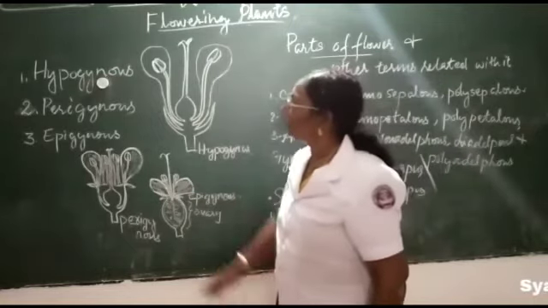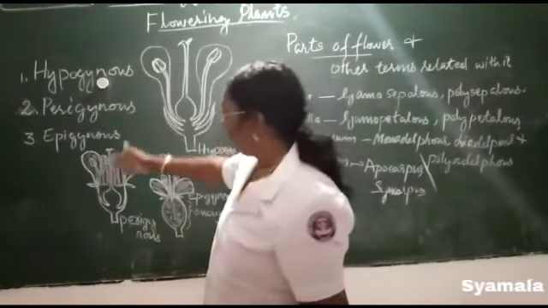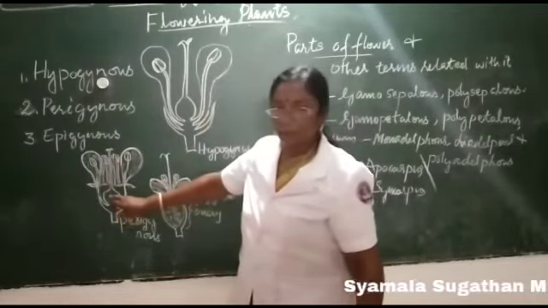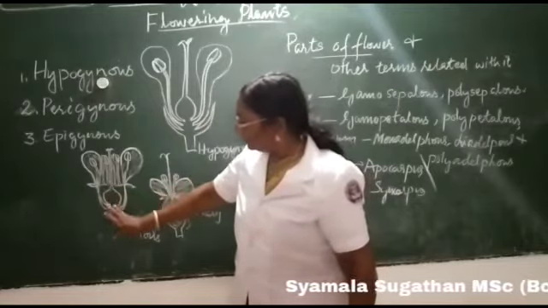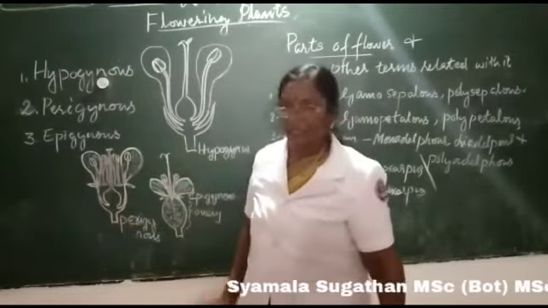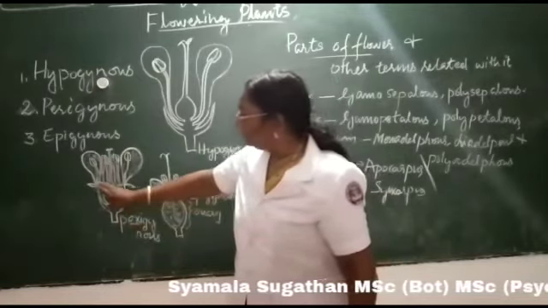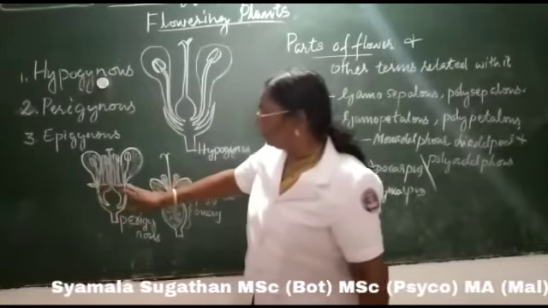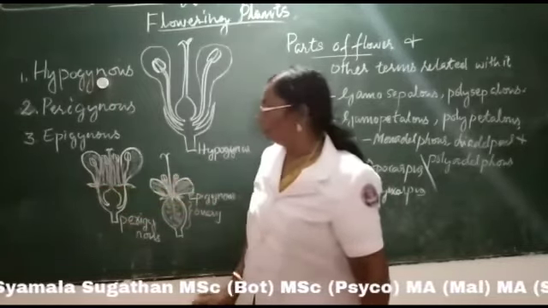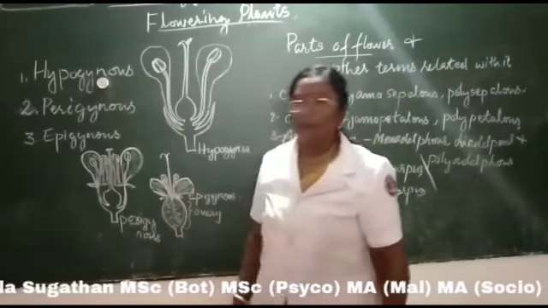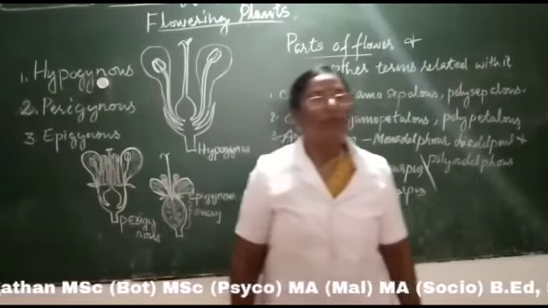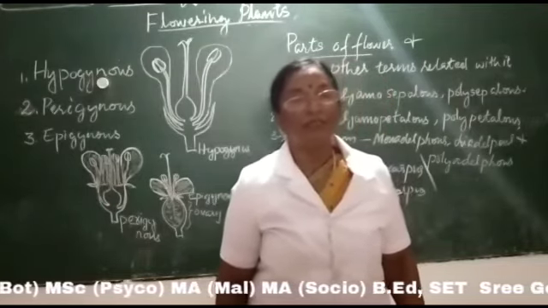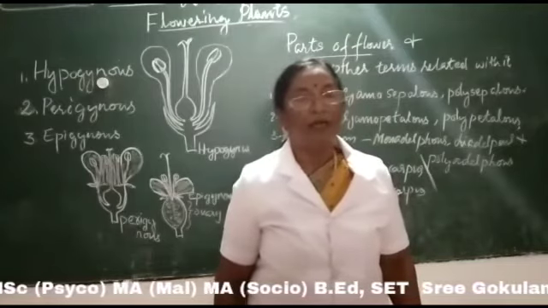And then the second one is perigynous. Here the ovary is seen arising from the center of a thalamus cup, and all other floral leaves are seen arranged at the rim of the thalamus cup. This type of flower is said to be perigynous, or half inferior or half superior. This type of flower can be seen in the case of pea, clitoria, etc.